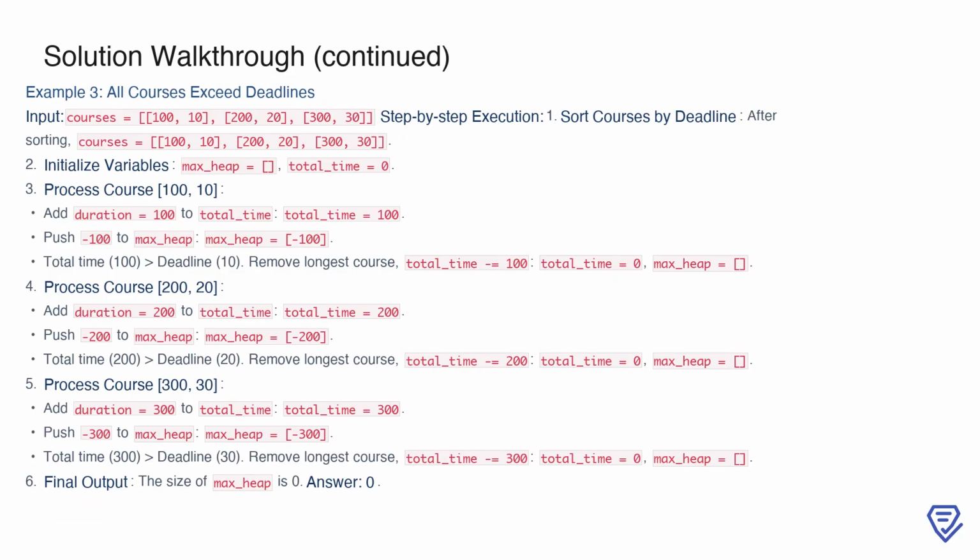Here, we look at a scenario where all courses exceed their deadlines, making it impossible to take any of them. After sorting the courses by their deadlines, we initialize an empty max heap and set the total time to 0.